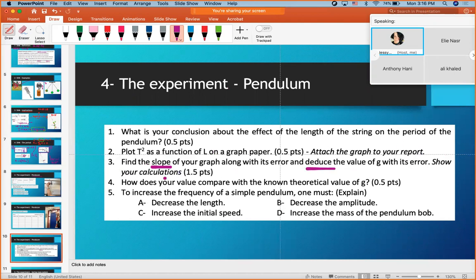So you're gonna ask me, are we supposed to type everything? Just skip some steps, but yes, explain what you did. And then they want you to compare with the theoretical value, so you do the percentage error. And this is just a random question to answer as well.